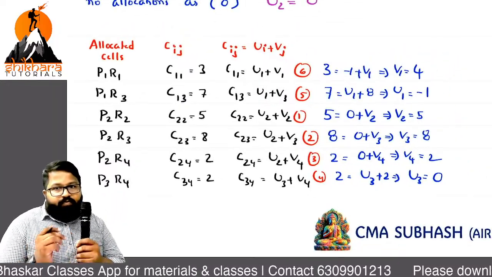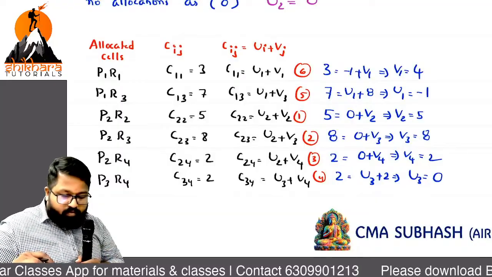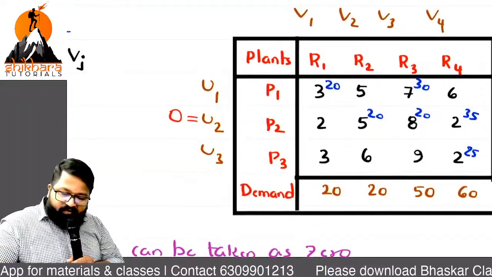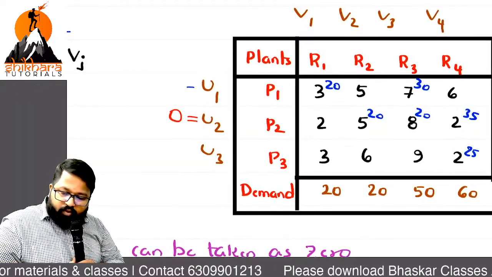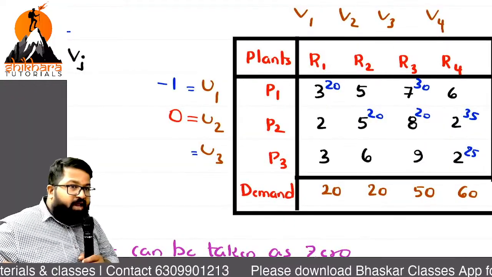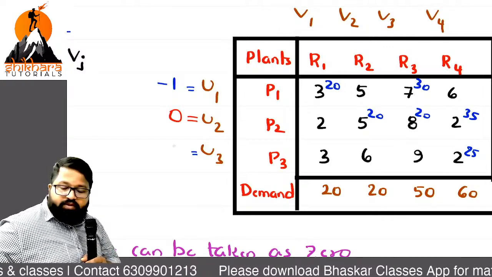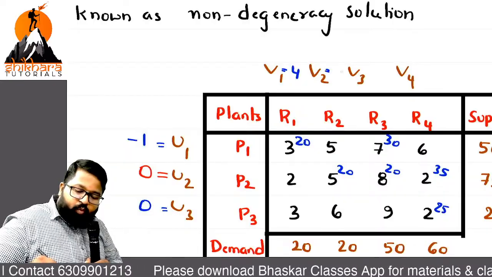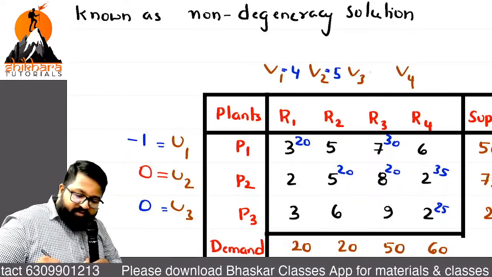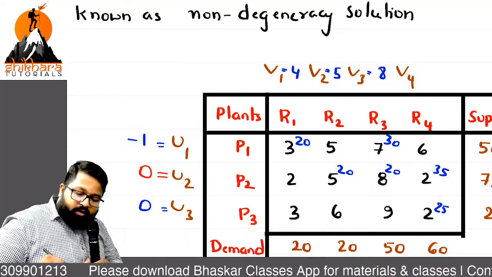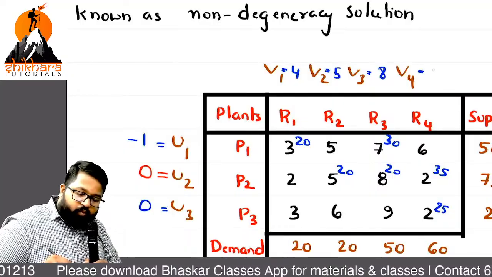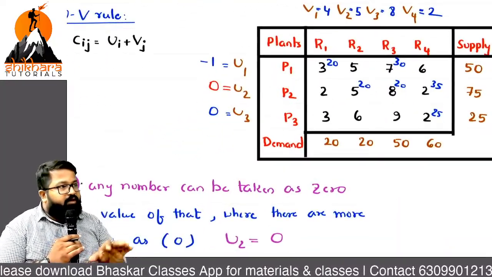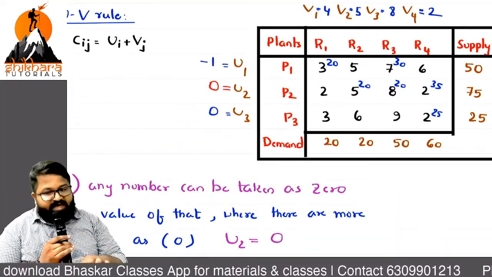Done till here? Can you tell the values once? What is the U1 value? Minus 1. What about the U3 value? 0. And the V1 value? 4. V2 value? And V3 value? V4 value? Okay. These are the entire values we got from our first part, that is the UV rule first part.